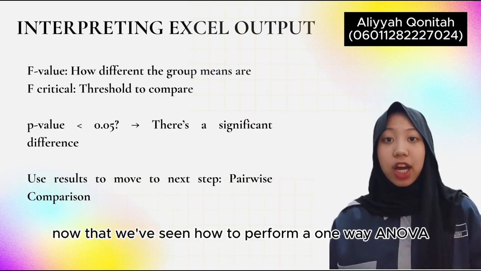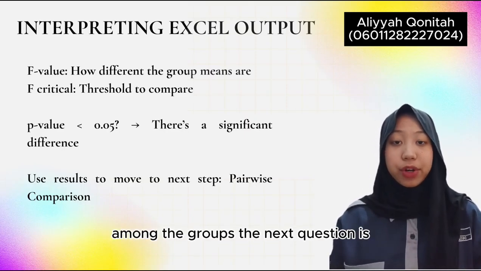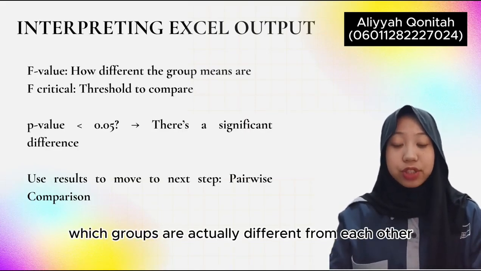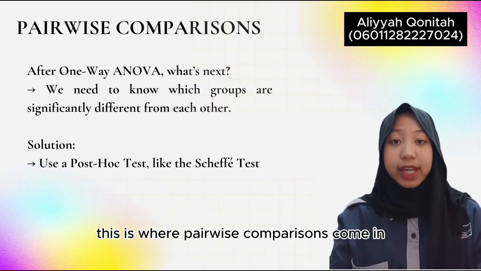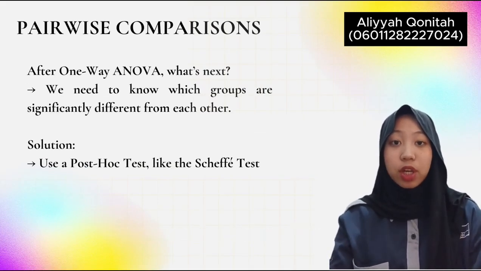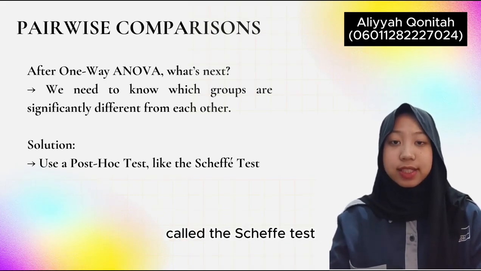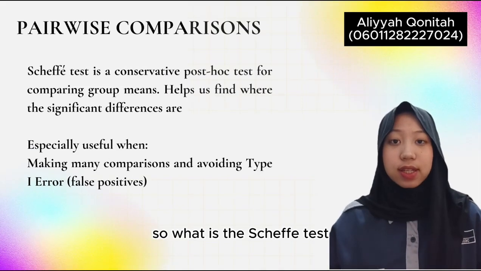Now that we've seen how to perform a one-way ANOVA and found that there is a significant difference among the groups, the next question is, which groups are actually different from each other? This is where pairwise comparisons come in. We'll focus on one of the post hoc tests called the Scheffé test. So, what is the Scheffé test?